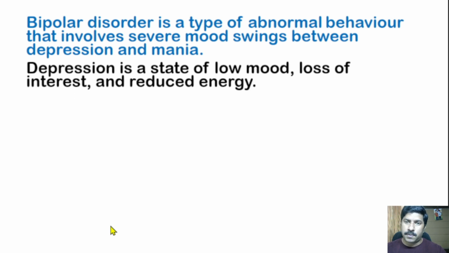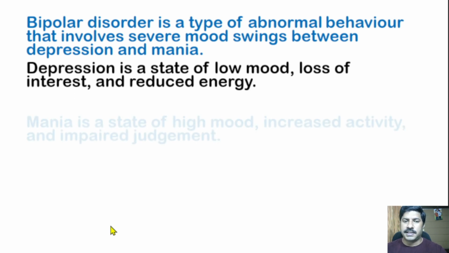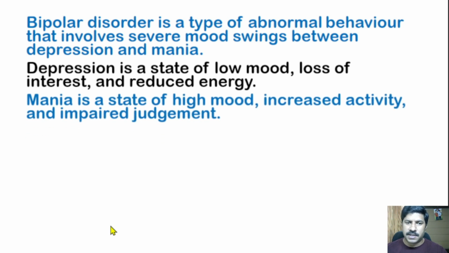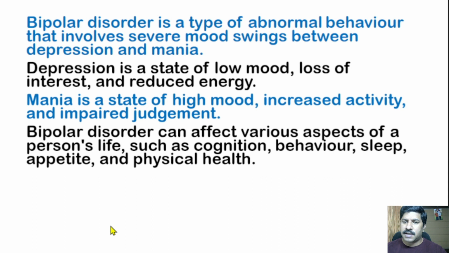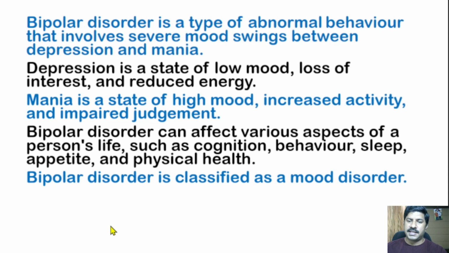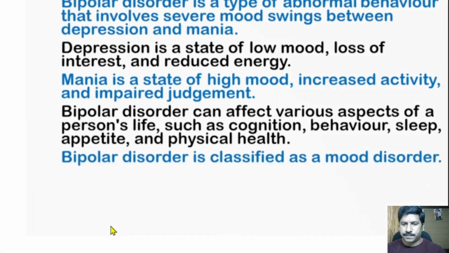Depression is a state of low mood, loss of interest, and reduced energy. At the same time, mania is just opposite to that. It is a state of high mood, increased activity, and impaired judgment. Bipolar disorder can affect various aspects of a person's life, such as cognition, behavior, sleep, appetite, and physical health. Bipolar disorder is classified as a mood disorder. So, mood disorders include mania, depression, and BPAD; bipolar disorder is also a part of mood disorders.